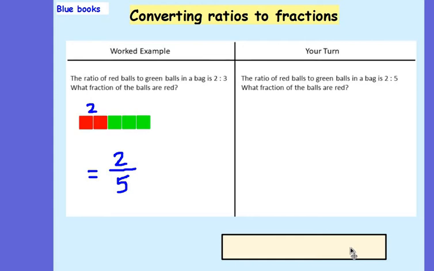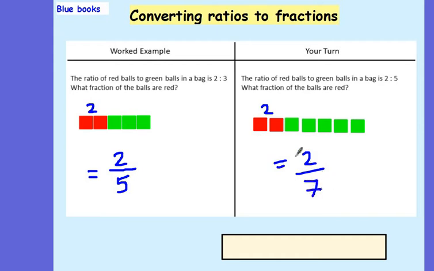Okay, let's go through it. So this time, I've got the same number of balls. I've still got 2 reds, and I've got 5 greens this time. 1, 2, 3, 4, 5. So Bradley, what's my numerator of my fraction going to be? 2, exactly, I've got 2 red ones. But what's my denominator going to be, Jake? 7, exactly, the total number of balls, which is 1, 2, 3, 4, 5, 6, 7.